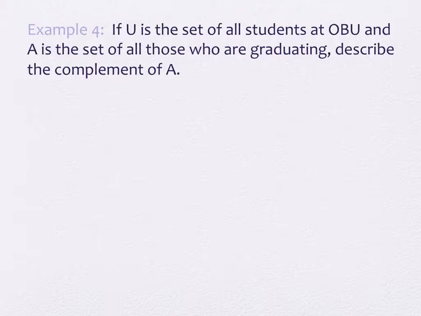So this example 4 says U is a set of all students at OBU, and then A is the set of those who are graduating. And it's asking you in this problem to describe what the complement of A would be. So what do you think the complement of A would be? Yeah, can you be a little more specific, Emily? That's part of it. You got it. All right, so they are OBU students who are not graduating.